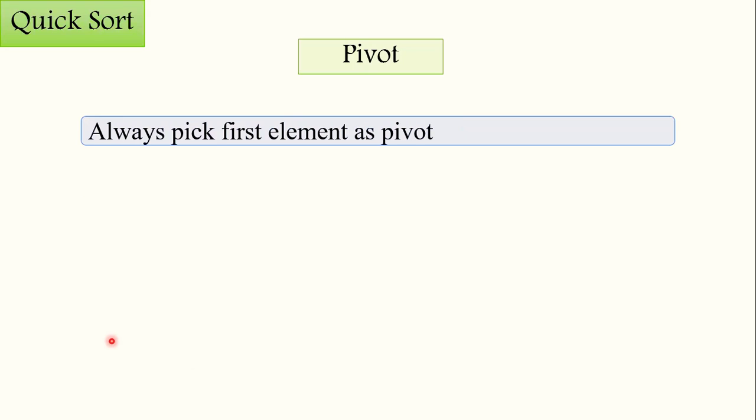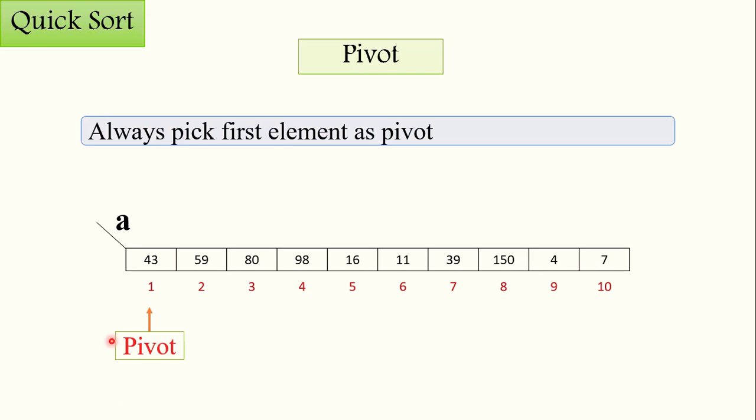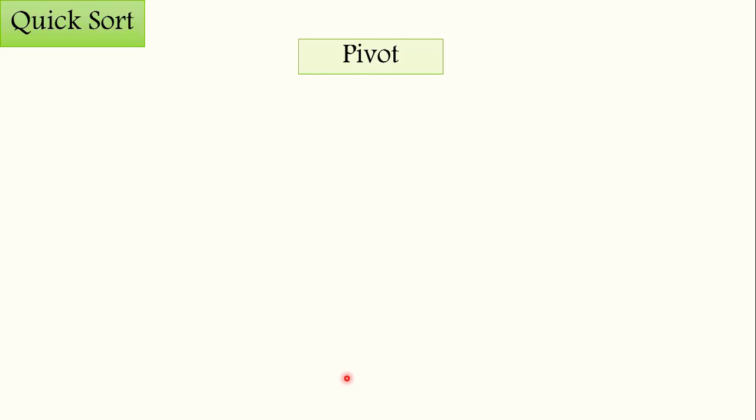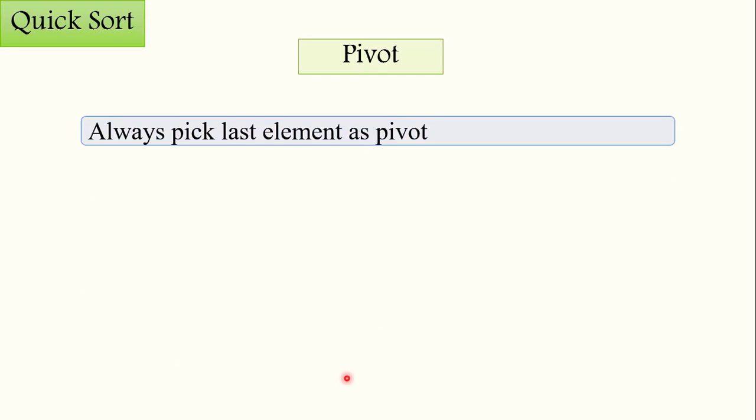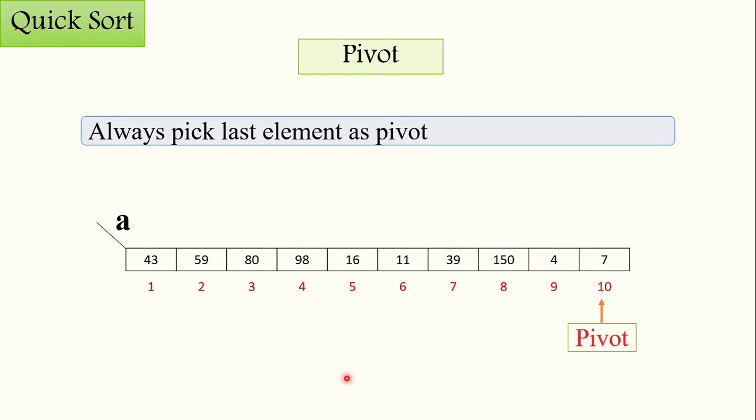Depending upon different pivot selection, we have different versions of quicksort. The first quicksort version always picks the first element as pivot, like this. Another version may always pick the last element as pivot. Means the algorithm will change depending upon the pivot element selection. This is very important.